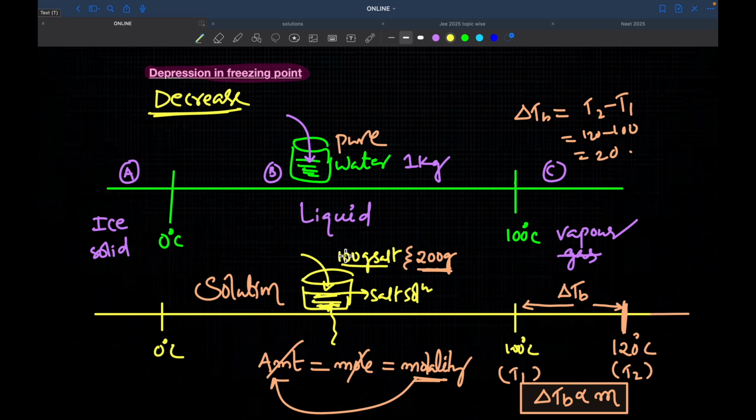So when you add solute to it, the freezing point of the solution is further lower than the original solvent. If it is 0 degrees Celsius, this one is going to be, for example, minus 5 degrees Celsius.